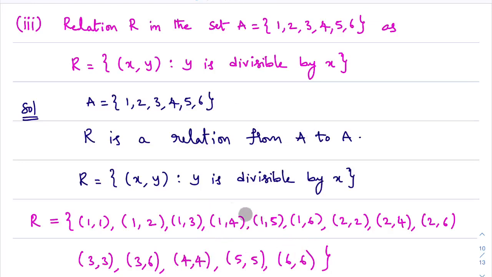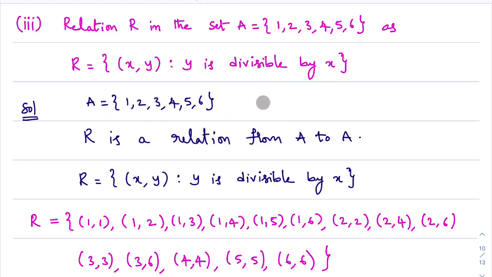Here, x is in set A, y is also in set A. That means x can be taken as 1, 2, 3, 4, 5, 6, and y can be taken as 1, 2, 3, 4, 5, 6, right? Now, how will you get these ordered pairs? The relation is a subset of A cross A. You just take pen and paper and calculate A cross A first. A cross A contains 36 elements.